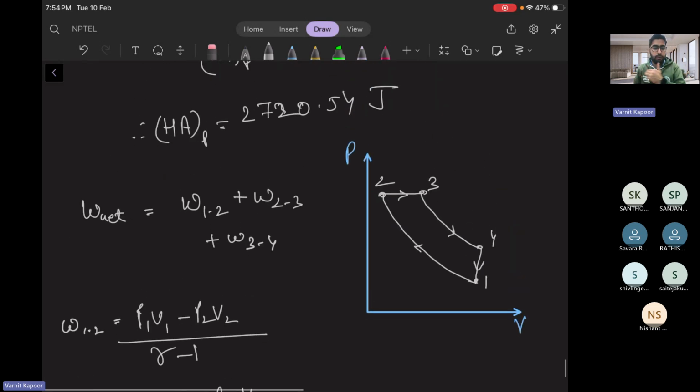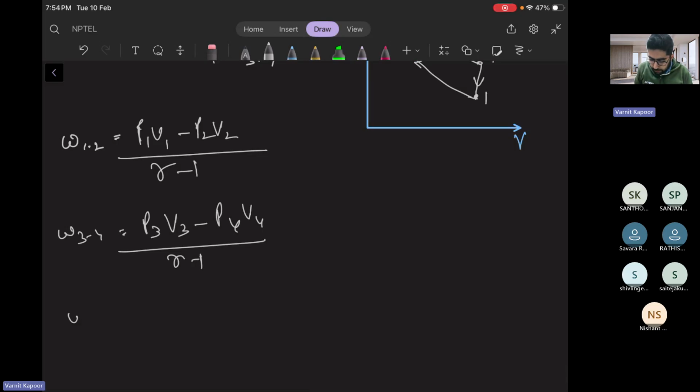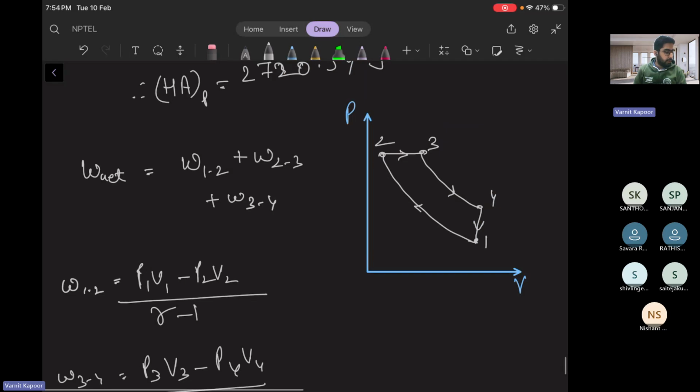What is the work done for 2 to 3? So work done from 2 to 3, pressure is constant, that is P2 into (V3 minus V2), P dV for a closed system. Okay, P dV. Now you don't know the values of these. Do you know? No, so far you don't know all the values.